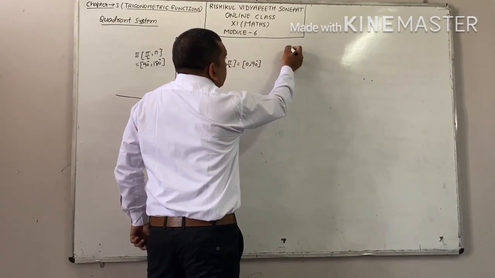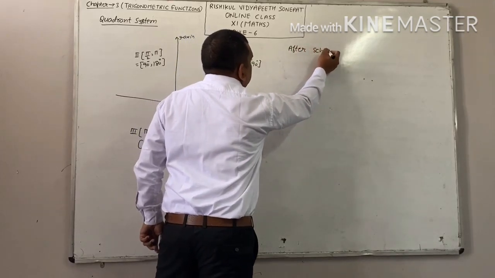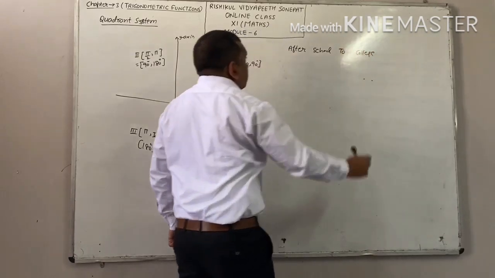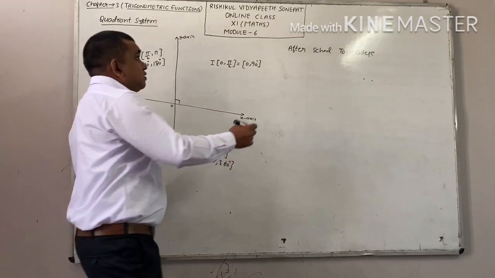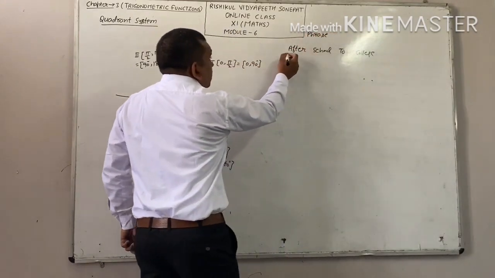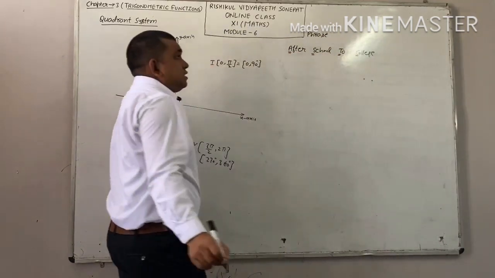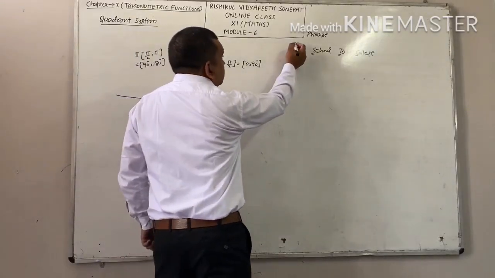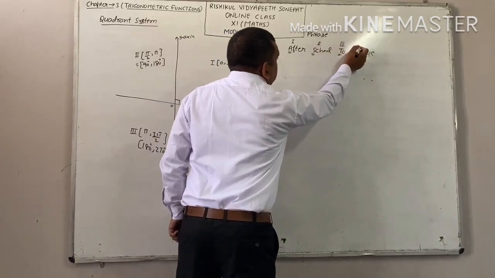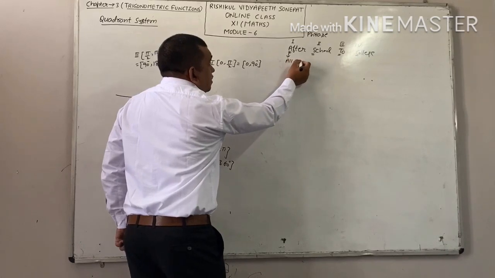All of you know this phrase, "After school to college," because after passing school you will go to college. Remember this phrase. Now pick up the first letter of each word: A, S, T, C. This is for first quadrant, this is for second, this is for third, and this is for fourth. In first quadrant, all trigonometric functions will have positive value.